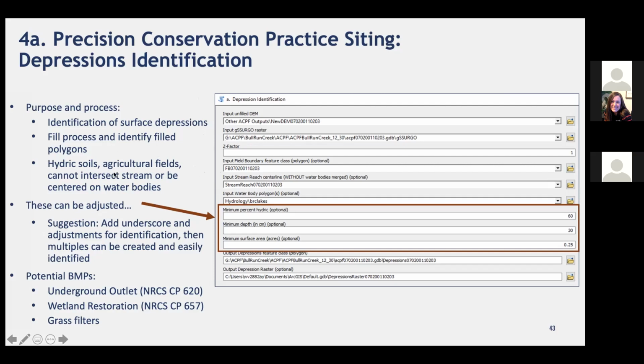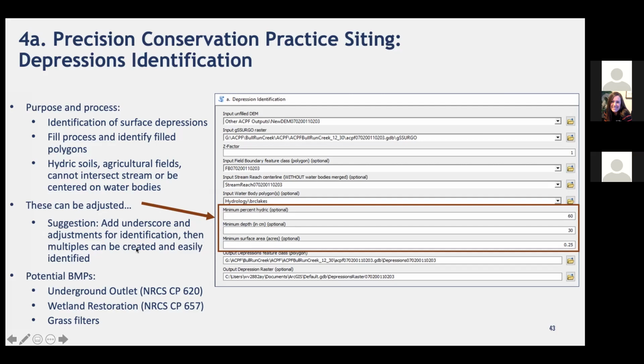So the tool, when we identify those polygons, we're looking for hydric soils. We're only considering agricultural fields. And then we don't want to identify depressions that are going to intersect with our stream or are centered on our water bodies. There are 3 key criteria that users can adjust. Those are in that red box in the tool. So that would be the minimum percent hydric, the minimum depth of the depression in centimeters, and then the minimum surface area.